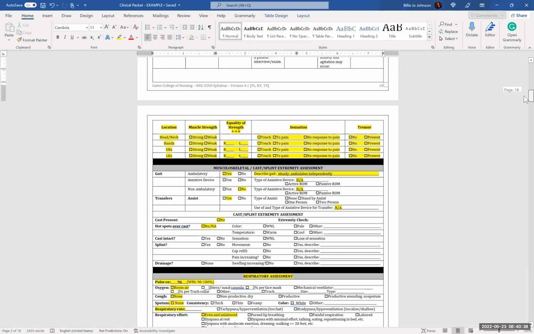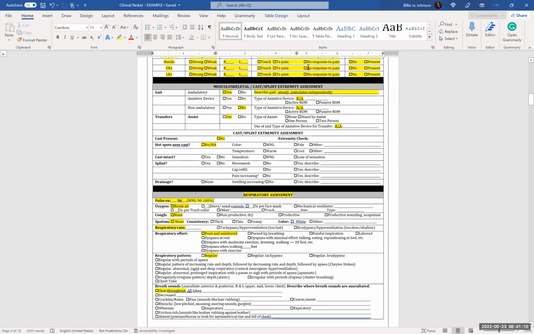Then here we need to make sure that you are assessing the musculoskeletal system, right? The muscle strength, and the equality of strength between right and left for hands, upper extremities, and lower extremities. Are they greater than, less than, or equal? You can put that here, related to the hands and upper and lower extremities. Same thing with sensation: no response to pain, or response to touch or pain. Tremor present, yes or no?